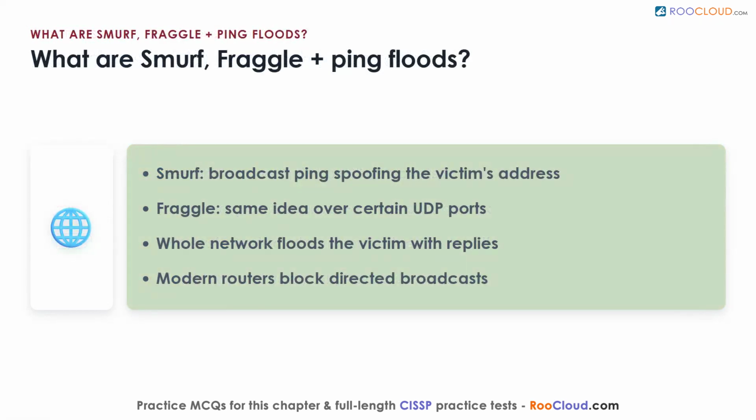What are Smurf and Fraggle attacks? Both are flood attacks that trick a whole network into attacking a victim. A Smurf attack sends a broadcast ping while spoofing the victim's address as the source, so every machine that answers floods the victim with replies. A Fraggle attack does the same thing but uses certain UDP ports instead of ping. Modern routers are configured not to forward directed broadcasts, and firewalls often block the relevant traffic, so these are rarely a problem today. Picture forging someone's return address on a mass mailing, so every reply lands in their mailbox.